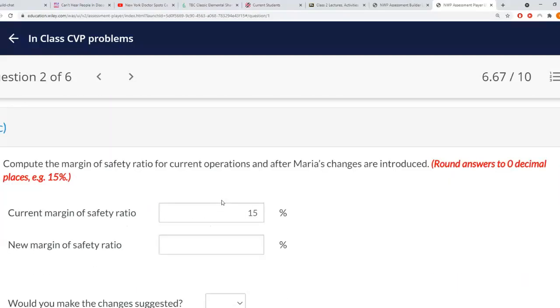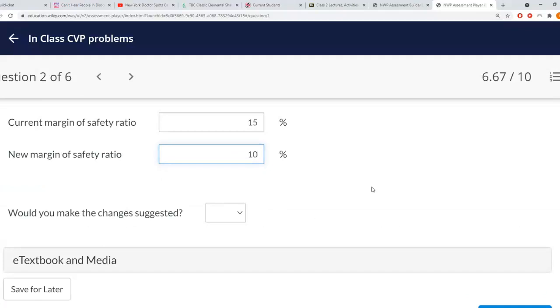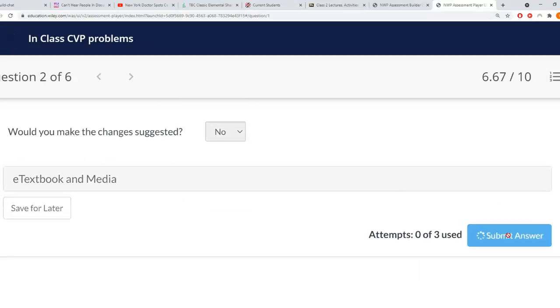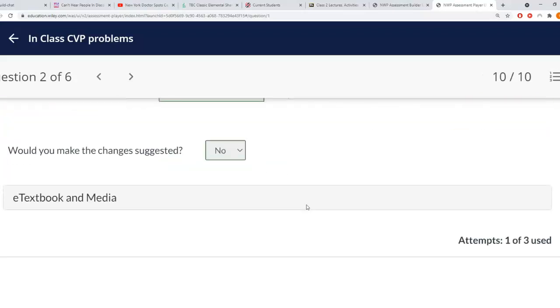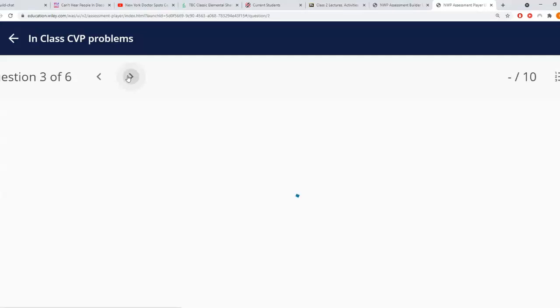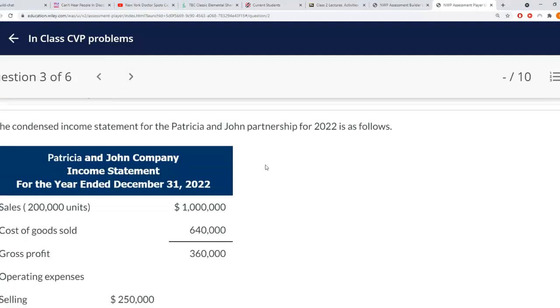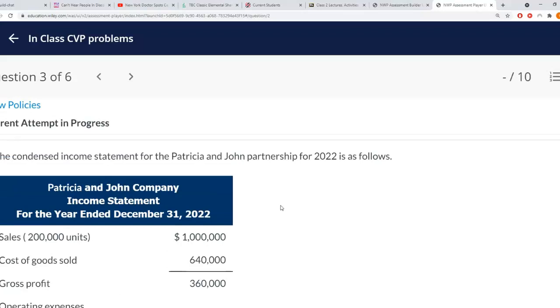There you go. Okay. Would you make the changes? No. Okay. There you go. You got it right this time. Good. So you would say no to her proposal. Well, you might say, okay, let's not drop the selling price and let's keep it at 40 and see if we're going to be more profitable. You did very well. You did very well.